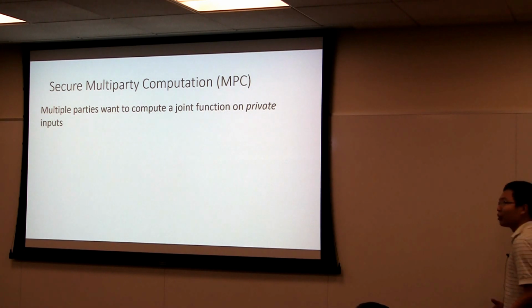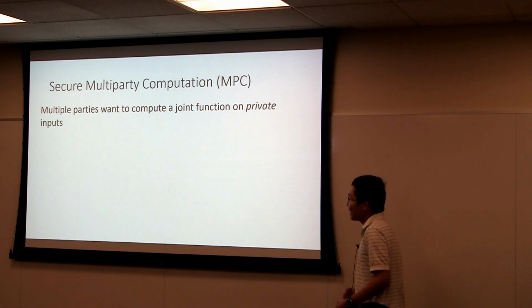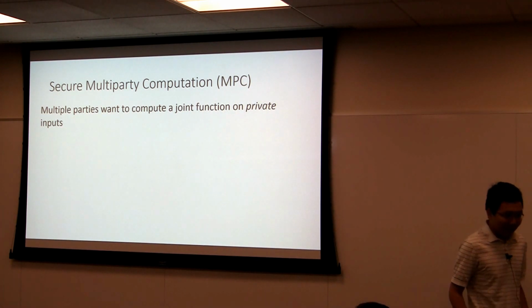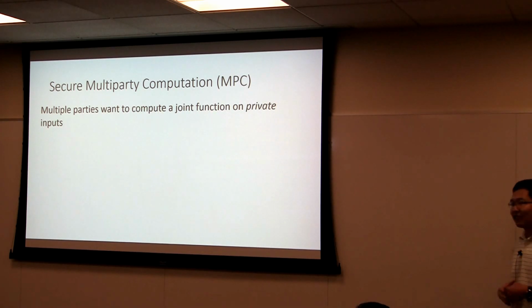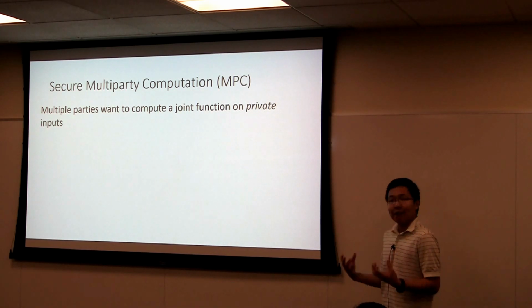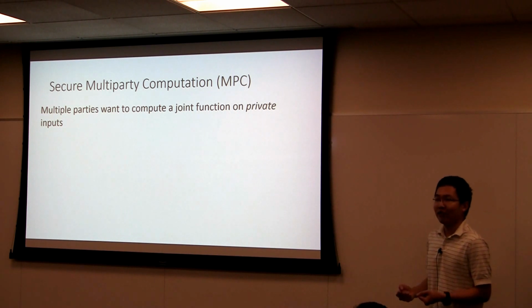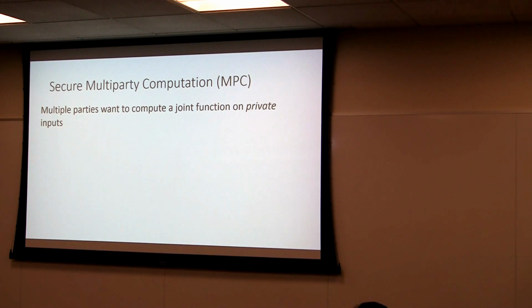So the first solution that cryptographers might propose is something called secure multi-party computation. In the standard context of secure MPC, we have multiple parties, and they want to compute some joint function on their private inputs. So let's look at an example.